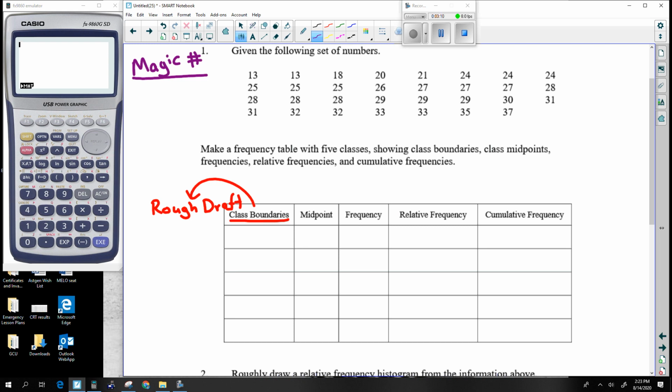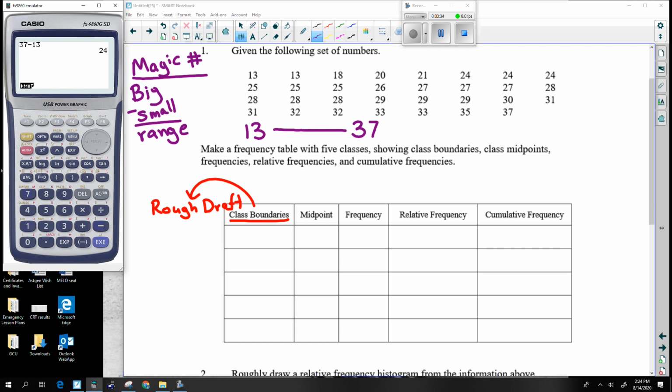So again, what the word range means is how many numbers are from 13 to 37. And so what you do is you take the big number and you subtract the small number. That gets you a range. In this particular case, that'd be 37 minus 13. And so I have a range of 24 numbers in between 13 and 37. So that's the amount of numbers that I have to split up.